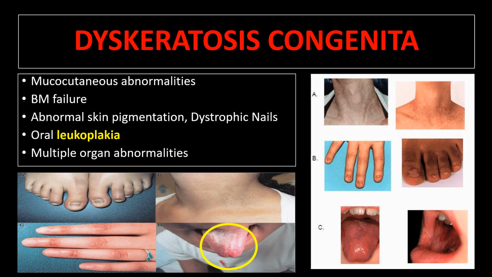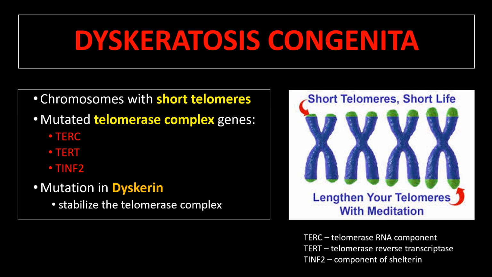So as shown in the picture, we have your letter B, which shows dystrophic nails, and on your letter C, we have oral leukoplakia on your tongue and in your cheek. So that's on the right side of the slide. Same as your acquired type aplastic anemia, your Dyskeratosis congenita patients have chromosomes with short telomeres.